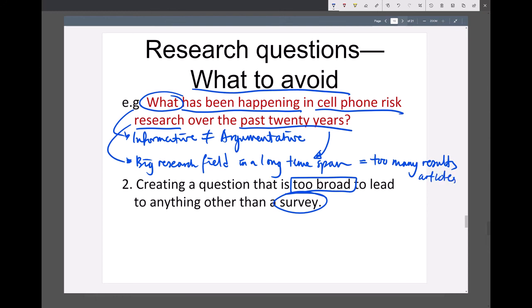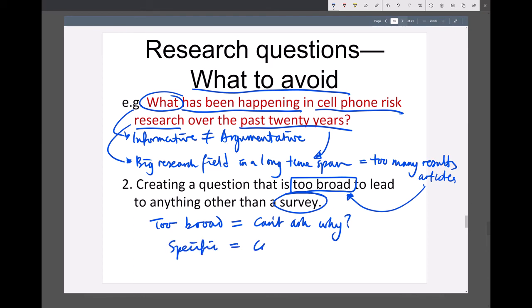That means too broad. I'll just put the arrow right there. Too broad. There's no way for you to ask a why question. So, too broad means can't ask why. You can't ask why of a question that's too broad. If it's specific, then you can ask why.